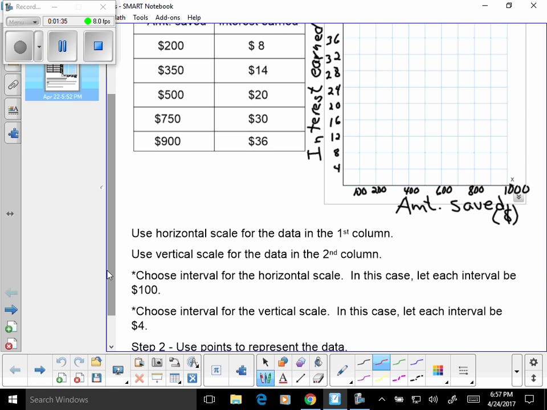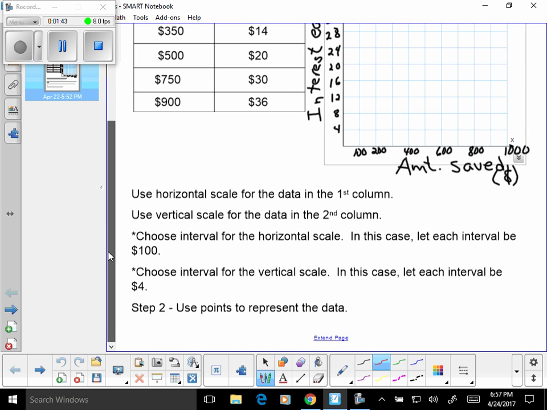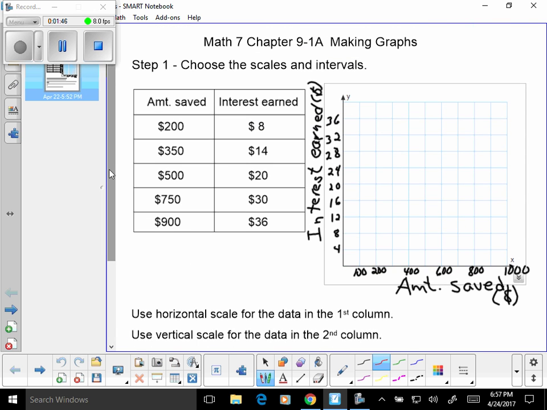Our second step is to use the points given to you in the table in order to represent the data and put them on the graph. If we look at this horizontal scale, you'll notice that we start with 100, 200, then there's a blank. What goes there? Yes, 300. Then 400. Yes, there's another blank, and that stands for 500. Sometimes they will give you the interval and then skip a few. They'll give you 200, then go to 400, 600, 800, and 1,000.